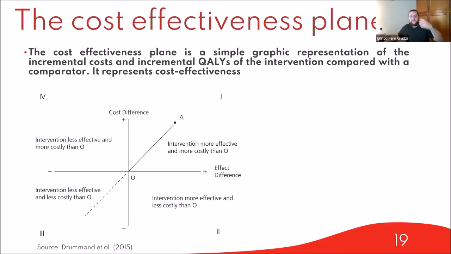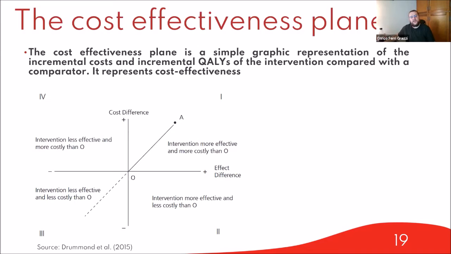And a very simple representation of the result of a cost effectiveness analysis is the cost effectiveness plane. So we have two axes. The vertical one is the cost difference. If I'm in the top half, I'll have increased costs. If I'm in the bottom half, I'll have decreased costs. If I look at the horizontal axis, I'll have increased effectiveness on the right side and decreased effectiveness on the left side.